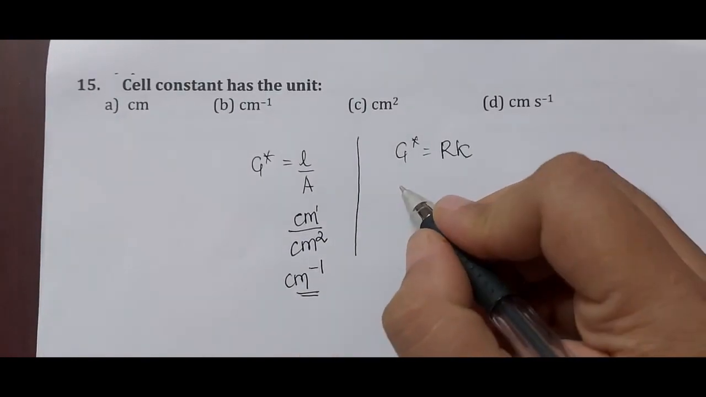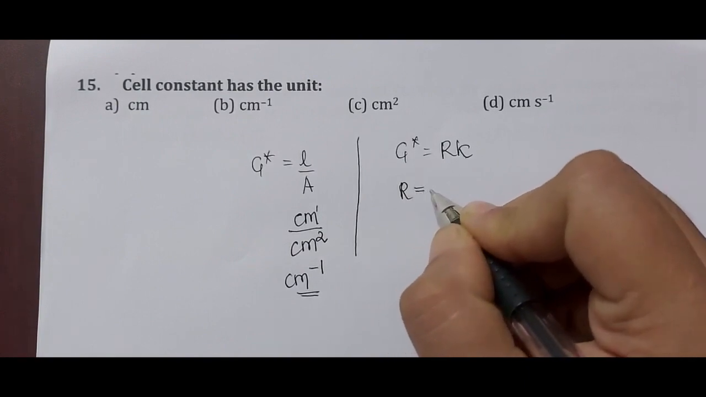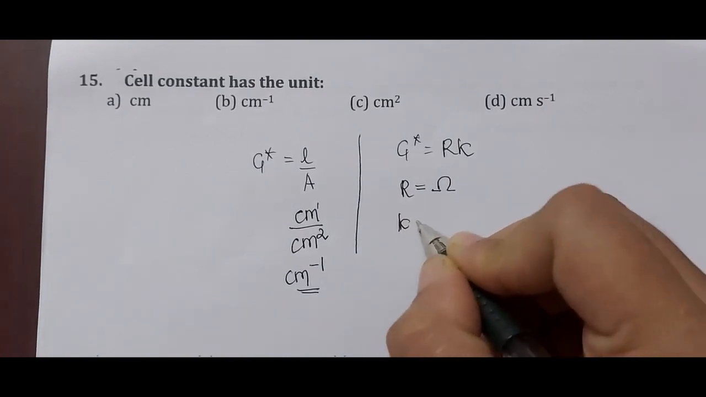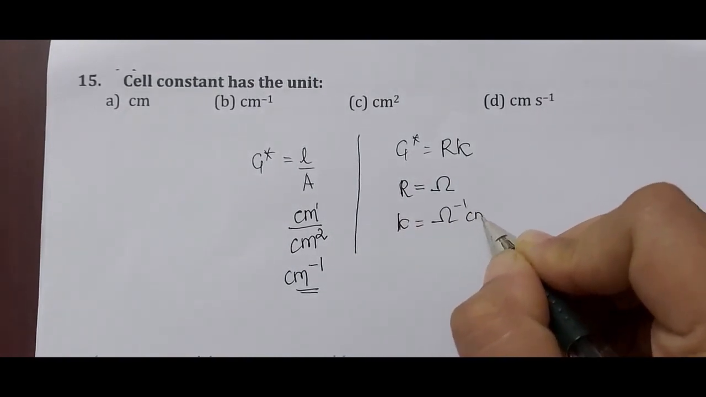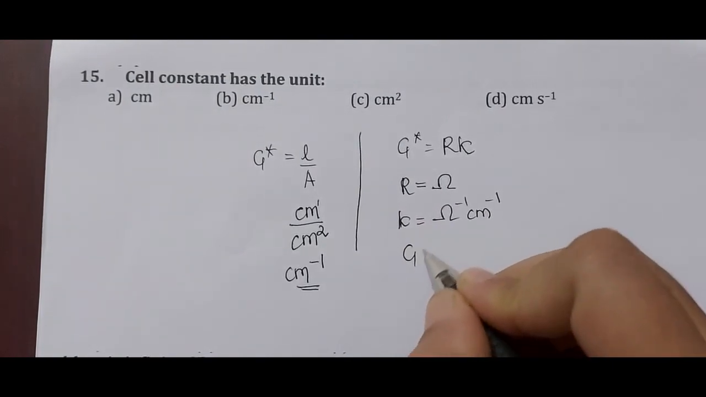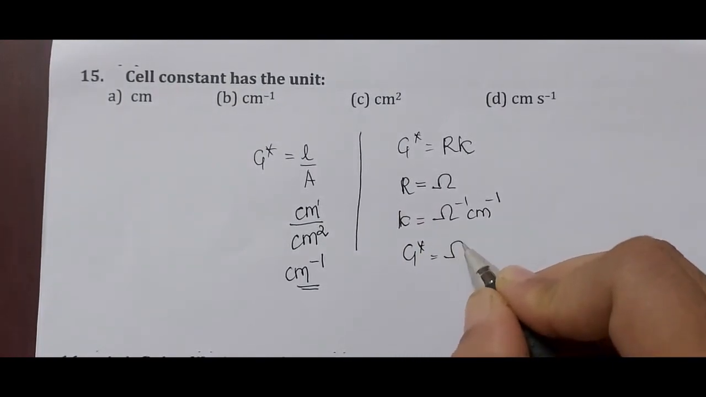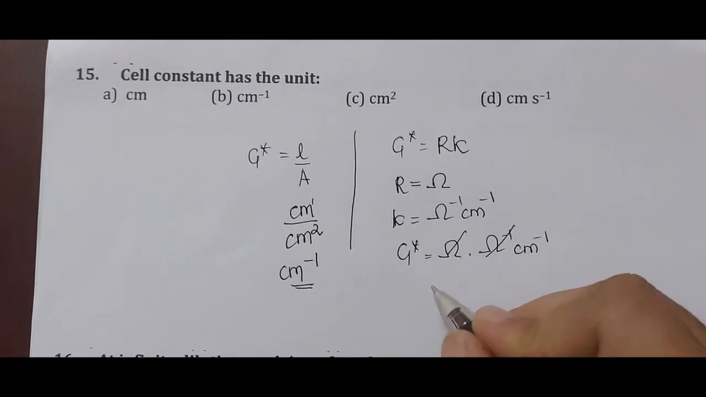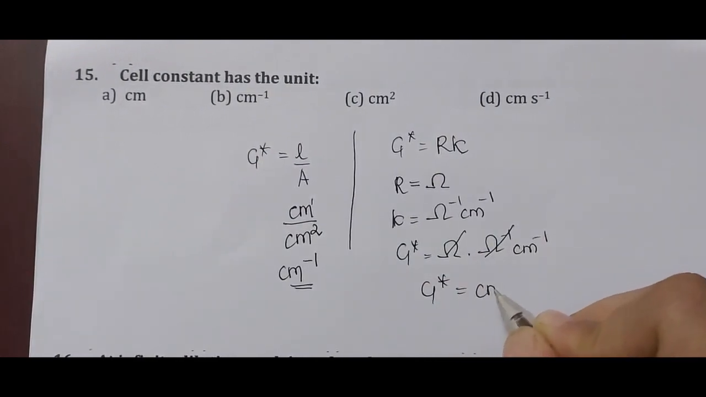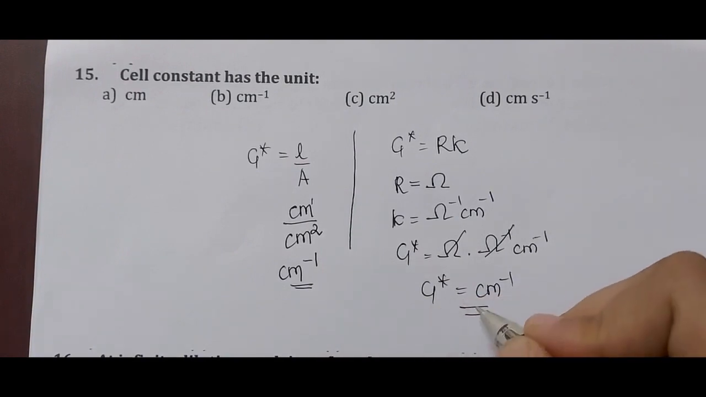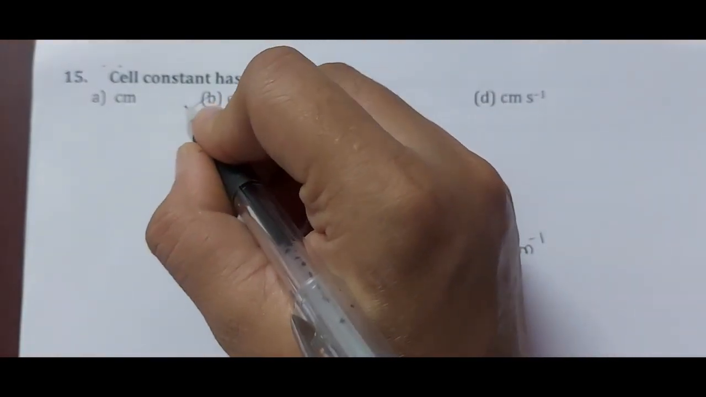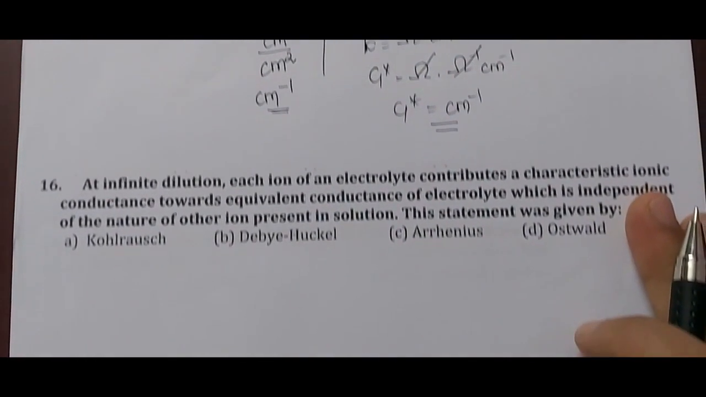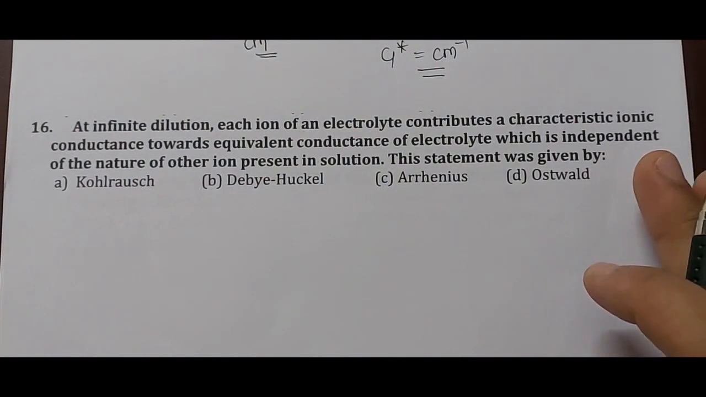Or by the other way, we know that the resistance unit is ohm, whereas the conductivity unit is per ohm per centimeter. Therefore, G star is equal to ohm into per ohm per centimeter. So these two get cancelled. What is the unit of G star remaining? Per centimeter. So either way you solve, you get the same answer. And the correct answer for question number 15 is option B, per centimeter. We'll go with the next question. Question number 16.